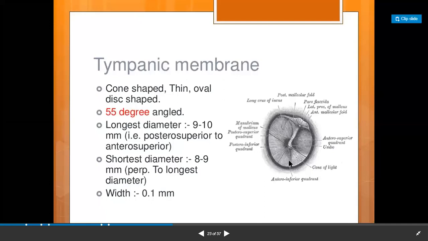So this tympanic membrane is a cone-shaped, thin, oval, disc-shaped structure. It is not straight, but it is angled 55 degrees in the ear. The longest diameter is 9 to 10 mm, which is usually posterior-superior to anterior-inferior. The shortest diameter is 8 to 9 millimeters. Okay, then the thickness is 0.1 mm.